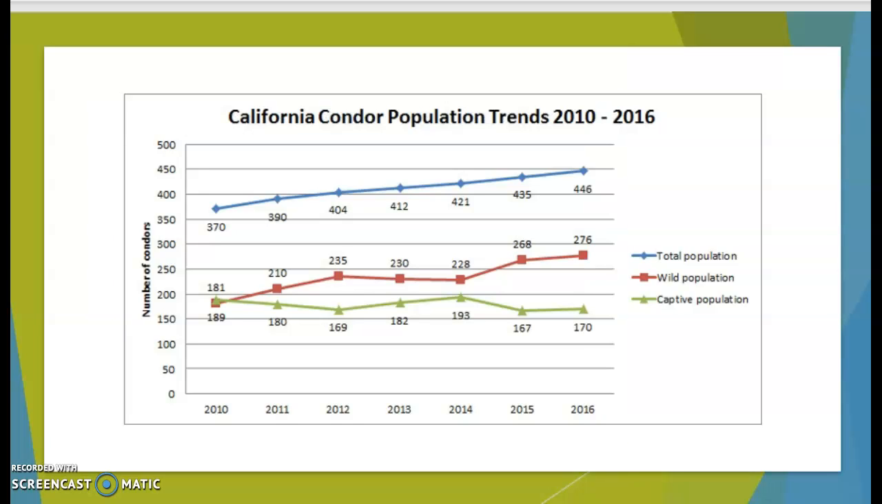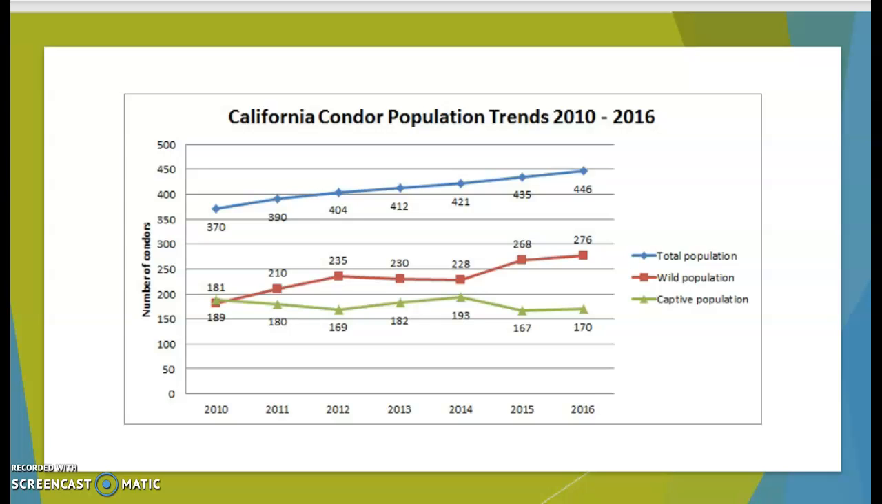Now, here's a California condor population trend chart. As you can see, the condor has been increasing steadily since 2010 in the overall total population, although the wild population and the captive population tend to fluctuate for their own reasons. But they always seem to fluctuate proportionally, which tells me that captive condors are being released into the wild, and some of the wild ones are being taken back in.